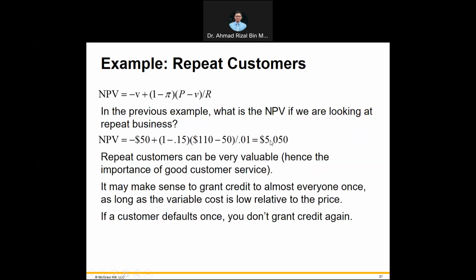That's why companies should focus on the loyal customers. That's why companies have many loyalty programs in order to entice and attract the customers to come again, to be a repeat buyer. In this case, because the NPV is much greater, right?